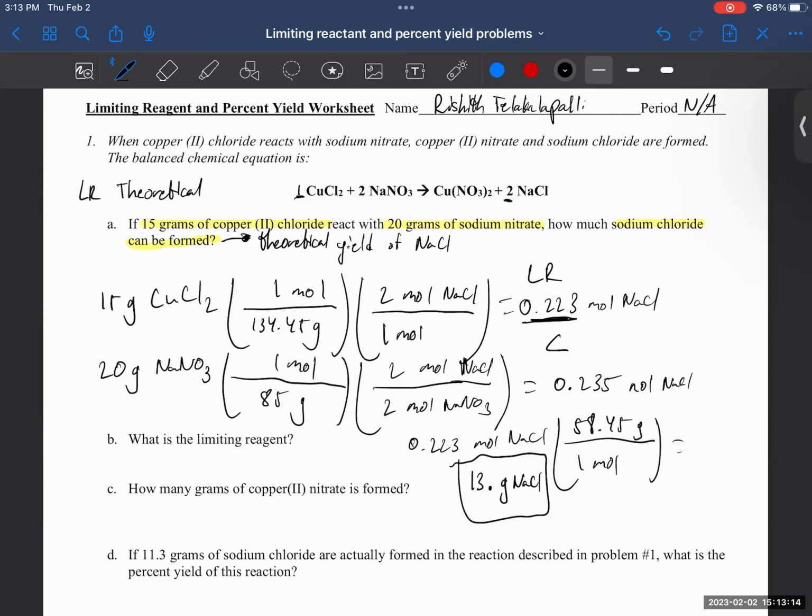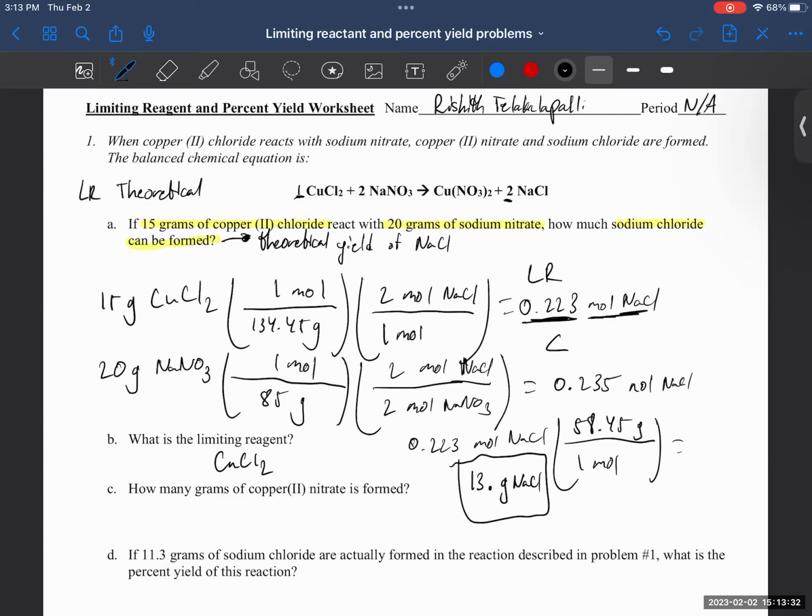Okay, what is a limiting reagent? Well, we sort of already answered this. It is copper 2 chloride. That, of course, is our limiting reagent because we solve everything out, and then we see that the moles here is less than the moles formed from sodium nitrate. So that's why that is our limiting reagent.